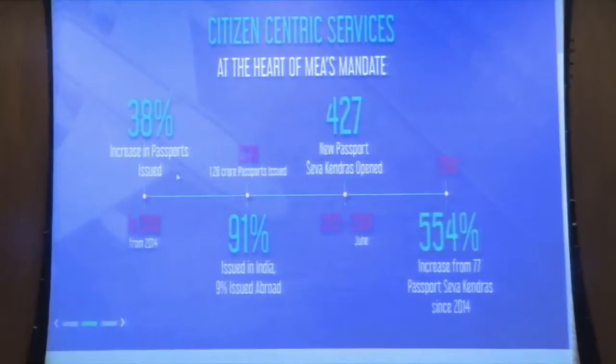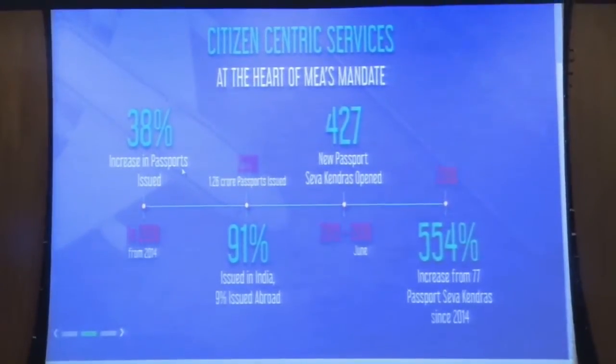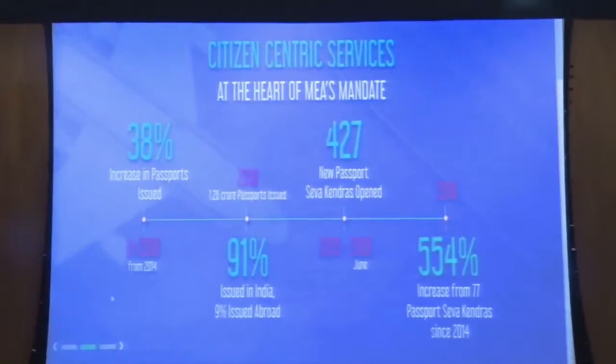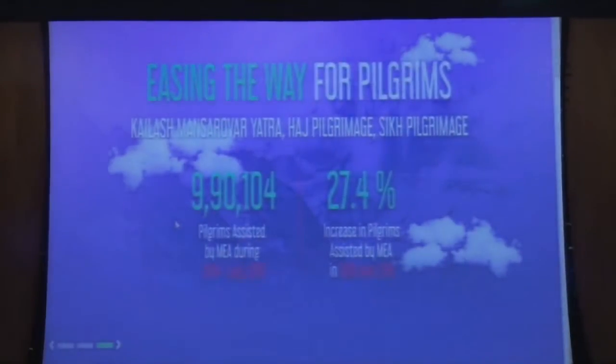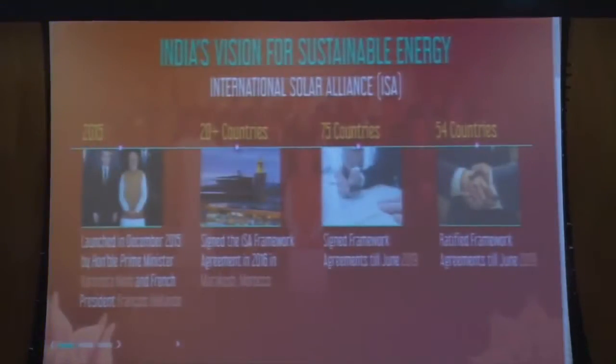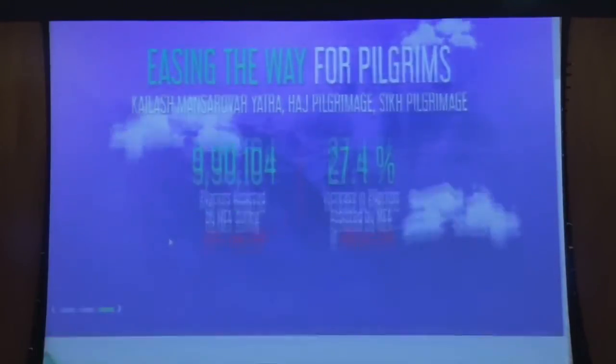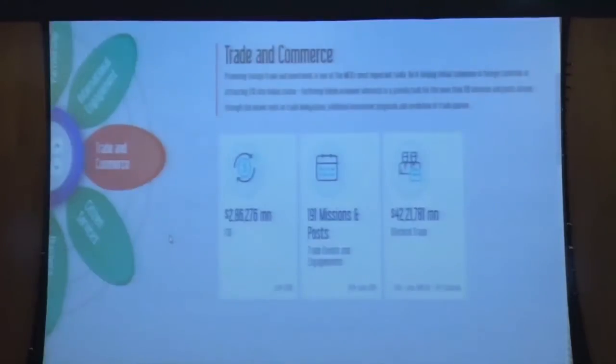The first section is the first fold consisting of banners. For example, this banner shows that a total of 9,90,104 pilgrims were assisted by MEA during 2014 to July 2019, which is an increase of 27.4% in 2018 over 2014. The next section is the second fold of 5 clusters with 20 major indicators.